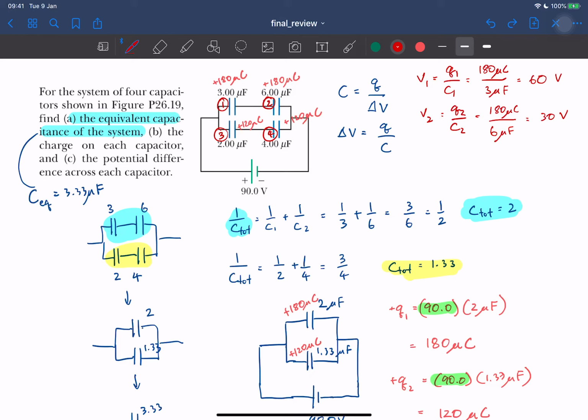And then you can go on with V3. So V3 is a different amount of charge, so that's going to be 120 divided by 2. So that's going to be 60 volt. And then V4 is going to be 30 volt. So you can do that yourself. Again, V3 plus V4 has to be 90 volt, which is the total voltage of the battery.